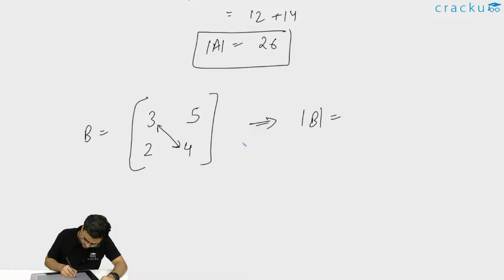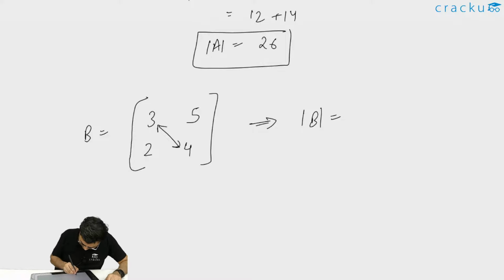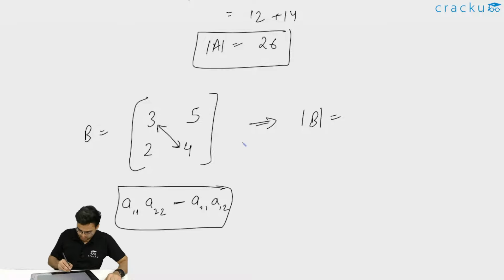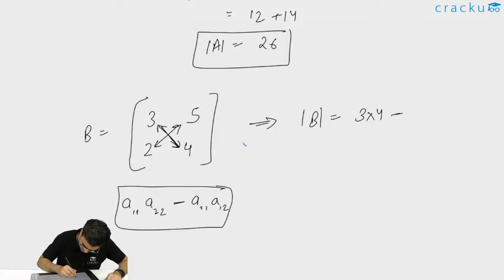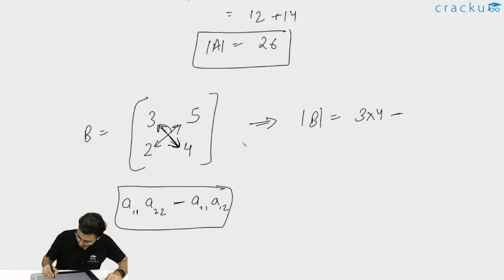Multiply these two elements first, that is A11 and A22. So it is A11 into A22 minus A21 into A12. So this is the formula. So A11 into A22 is 3 into 4, minus, you have to multiply these two elements now. First this one, from 1 1 to 2 2, and then from 1 2 to 2 1. So 3 into 4, which is 12, minus 2 into 5, which is 10. So 12 minus 10 is equal to 2.